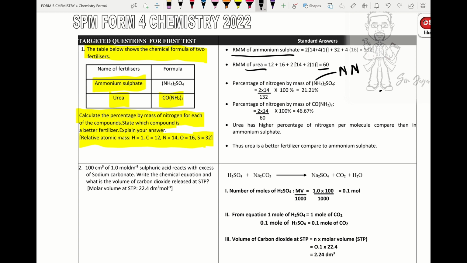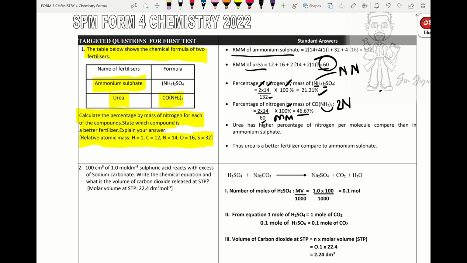Nitrogen, here we have 2 nitrogen. So we take the 2 times the RAM of nitrogen, divide by the RMM of this molecule, times 100 percent, and we get 21.1 percent. And we do the same thing for the urea. Urea also contains 2 nitrogen atoms, so 2 times 14, divided by the RMM of urea, which is 60. So we put 60, times 100 percent, we will get 46.67 percent.